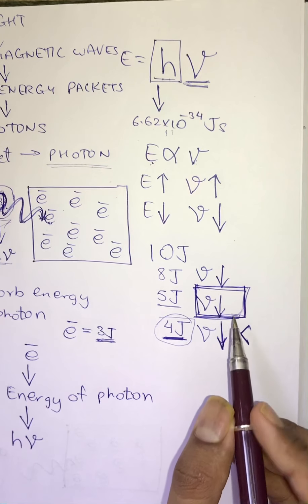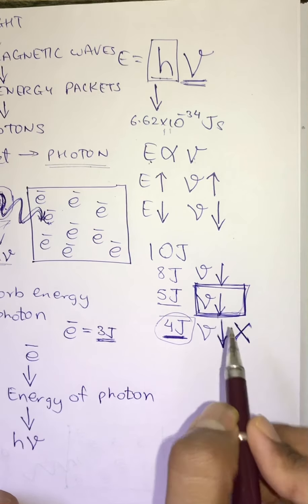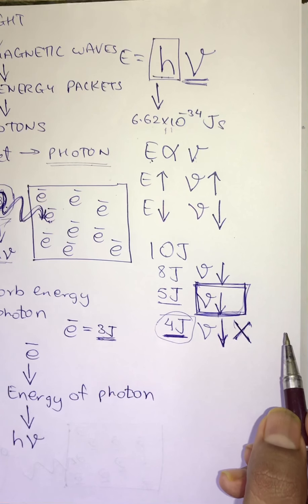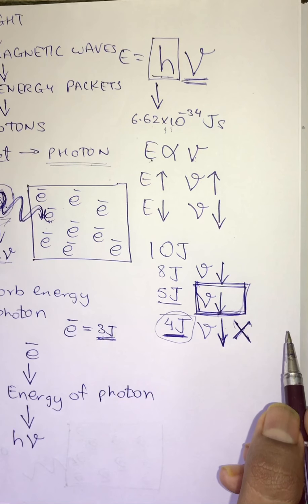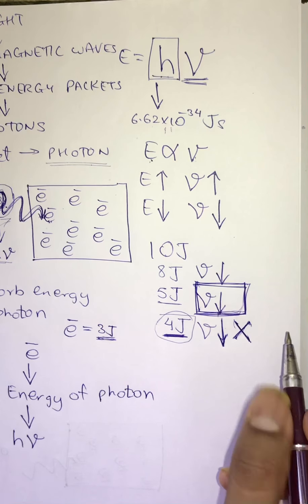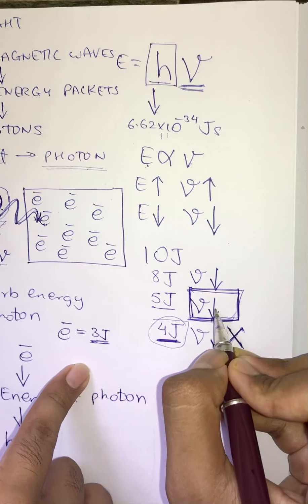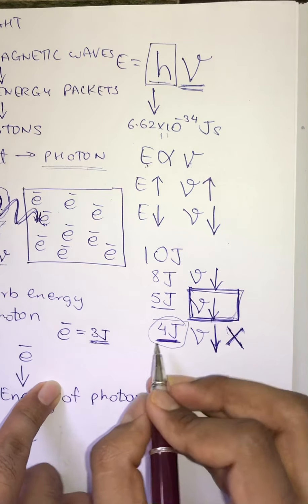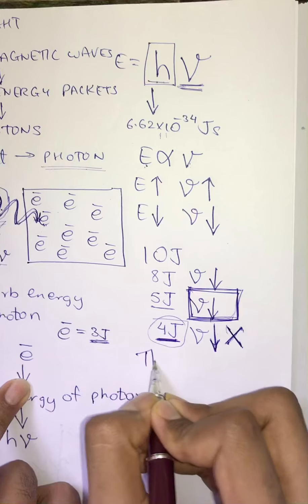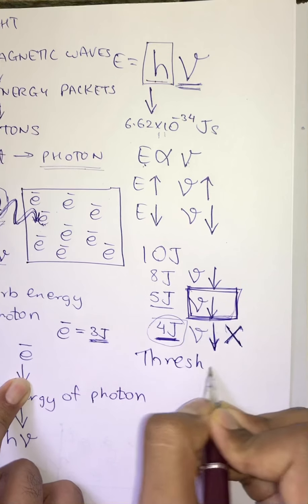Am I right? If you decrease the frequency below that, then there will be no emission of electron, that is the electron will not come out of the structure of atom. This minimum frequency is known as threshold frequency.